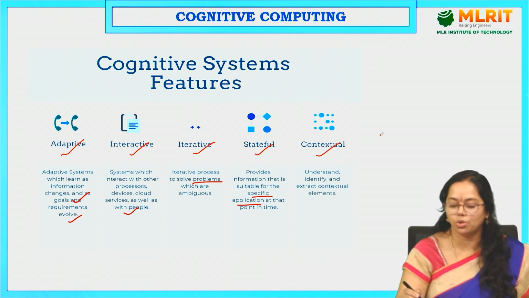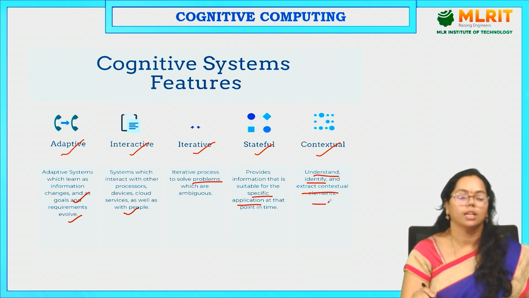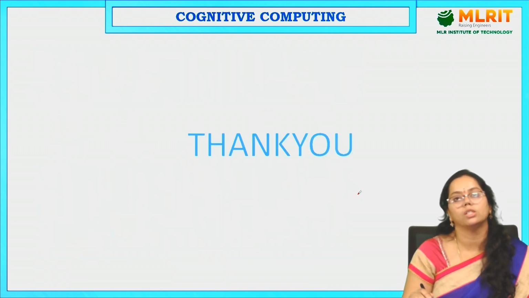Next is contextual. This is basically used to understand, identify, and extract contextual elements. These are a few features of cognitive computing.